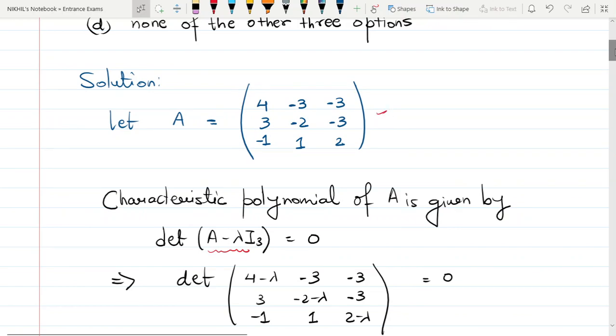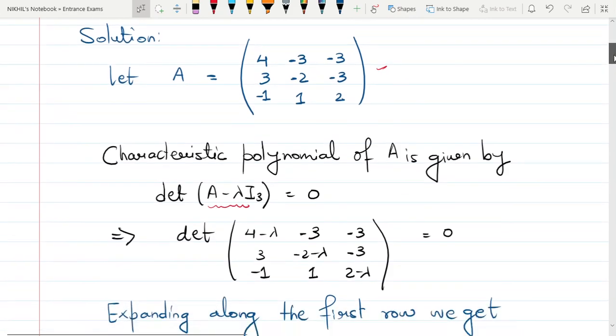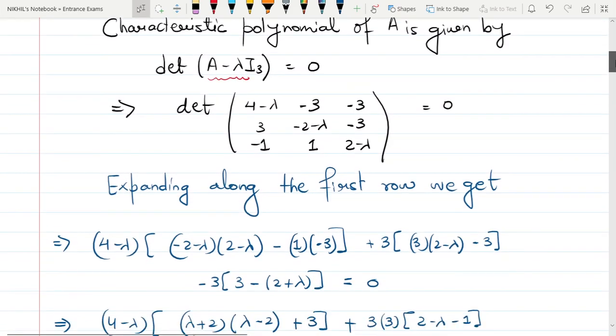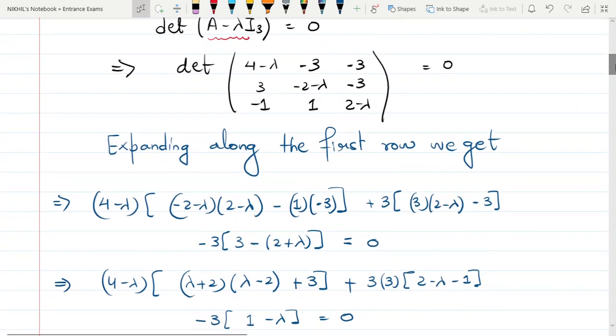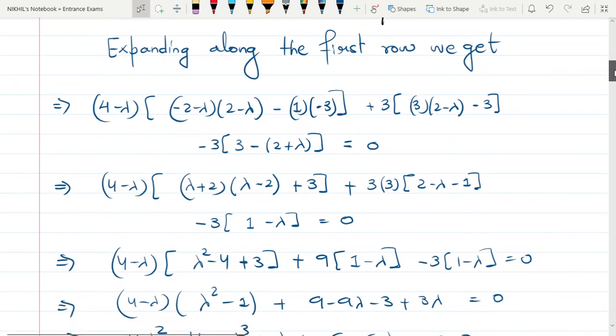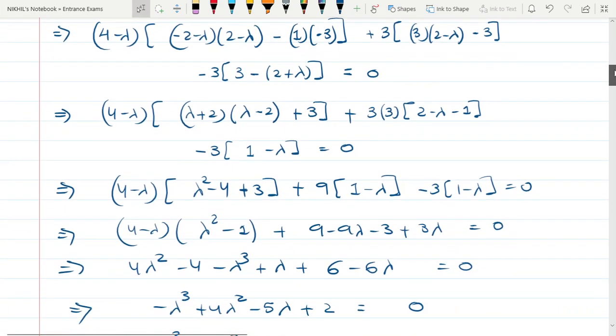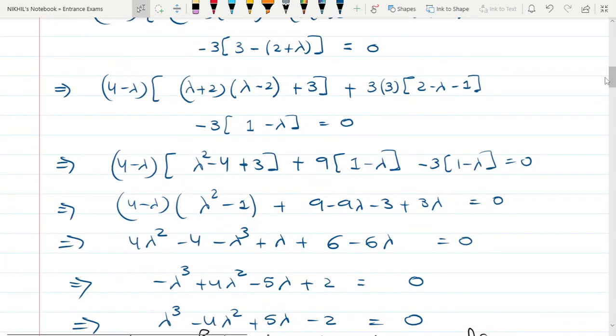Now, when you expand the determinant of this matrix along row 1, this will be the first computation. This will be the second computation. After simplifying these expressions, your characteristic polynomial is going to look like this.